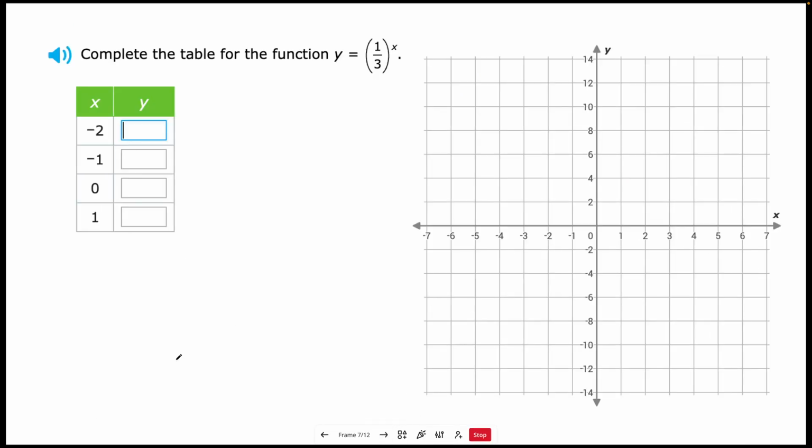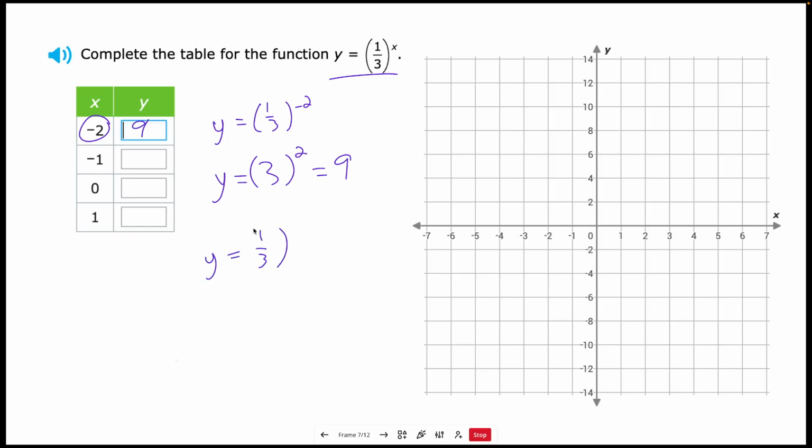All right, for this problem, we have a fraction, okay? So now, let's do the -2. We do 1/3 to the -2 power. 1/3 to the -2 power means that you flip the fraction, so it becomes 3, and this becomes to the second power. Okay, so this equals 9. So there's our first number. And we can repeat for all the other values in the table. 1/3 to the -1 is just 3 to the 1, which is just 3.